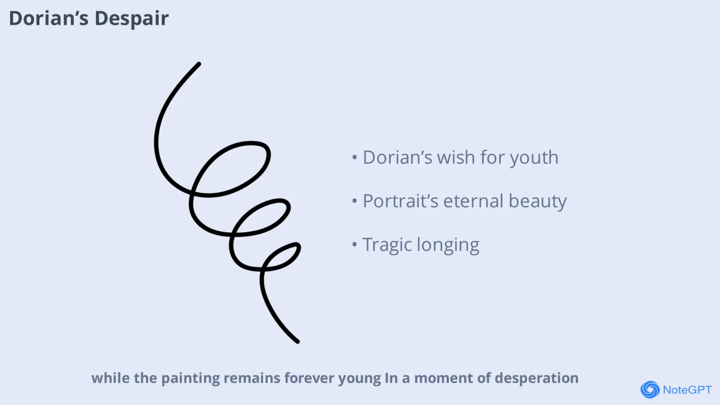In a moment of desperation, Dorian wishes that he could remain youthful and that the portrait would bear the marks of age instead. He declares that he would give anything, even his soul, for such an arrangement. This dramatic wish sets the stage for the supernatural elements of the story, foreshadowing the consequences of Dorian's desire. The scene captures the intensity of emotion and the tragic longing for eternal youth.